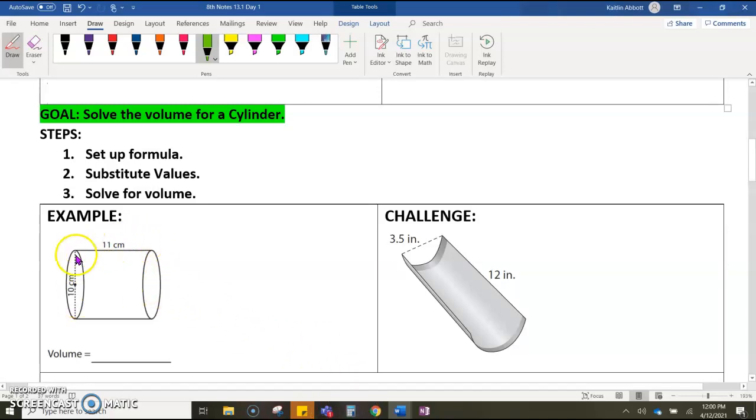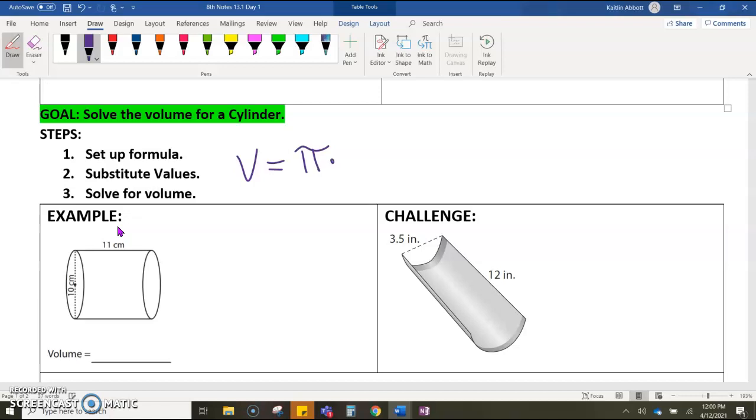Okay, so sphere. So our steps are we're going to set up a formula. So your formula is always going to stay the same. That's the best part, I love it. It's always the same. So the volume for cylinders is always going to be pi times r squared times height. The pi and the r squared is going to get us the base, the circle part. It's going to get us the area of the circle, and then to get volume, we're going to take that circle and multiply by how tall this entire cylinder is.